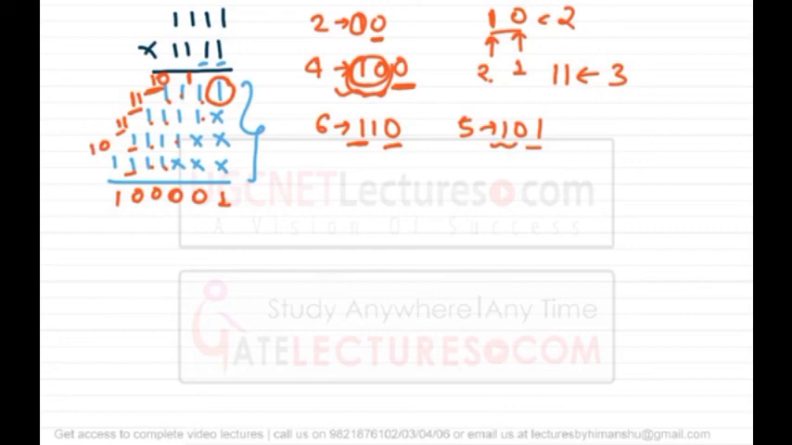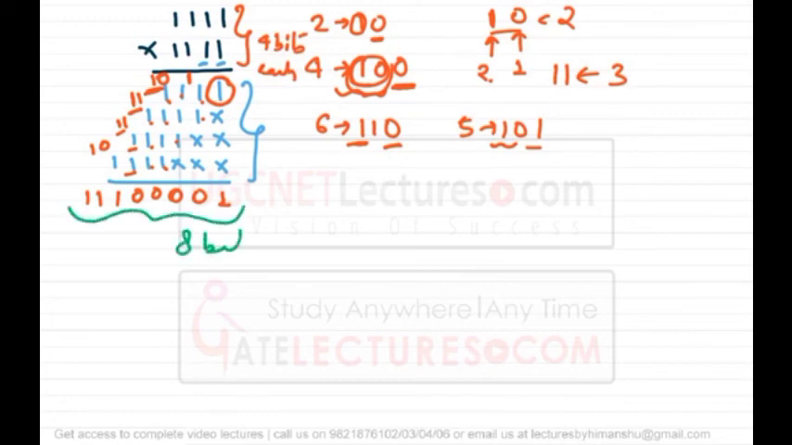Now this 10 is 2, plus 1 is 3. So you get 11. Also count the number of bits. Both these numbers had 4 bits each. And see, in the result you've got 8 bits. So the rule that we just learned is also applicable here.